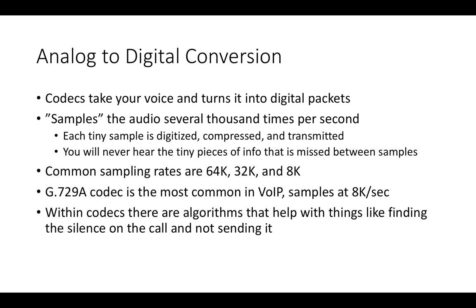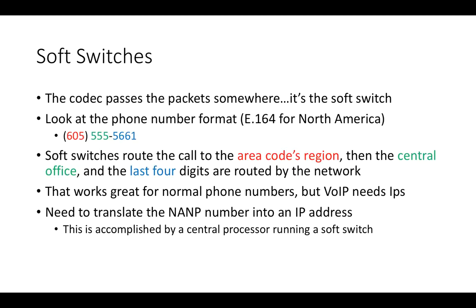Within those codecs are algorithms that help us figure out: is there silence on the call? Do we need to make packets for this data? Should it be sent across? All that kind of stuff. There are soft switches in the network, which basically take the phone number and pass it over to an IP address, and from there we can look up the IP address of the endpoint we're trying to reach and route that traffic across.